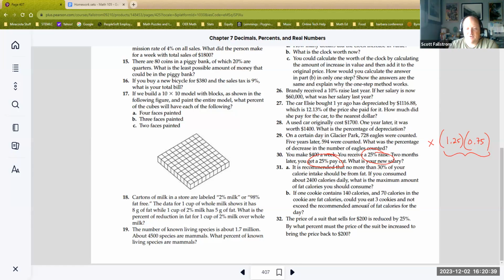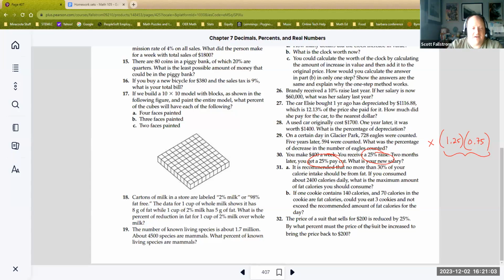I think I said 31. I skipped. A suit that sells for $200 reduced by 25%. What percent must it be increased to bring it back to $200? What a great question. You start with $200 and you reduce by 25%. That means you're paying 75%. What do you need to multiply that by to get back to the $200?